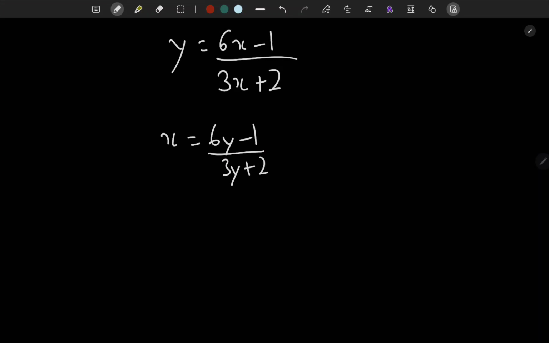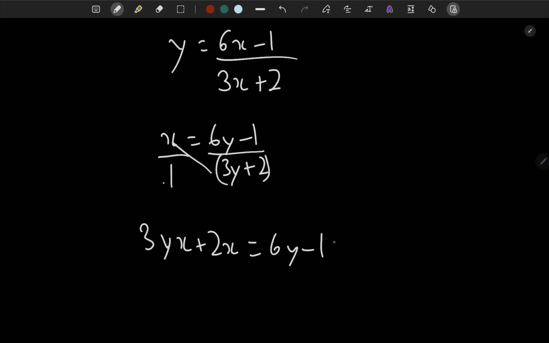Now what do you think we should do? Here we can write x as x over 1 and cross multiply. So this side will be cross multiplied with this side, and 1 will be times 6y minus 1. So this will become 3yx plus 2x is equal to 6y minus 1.